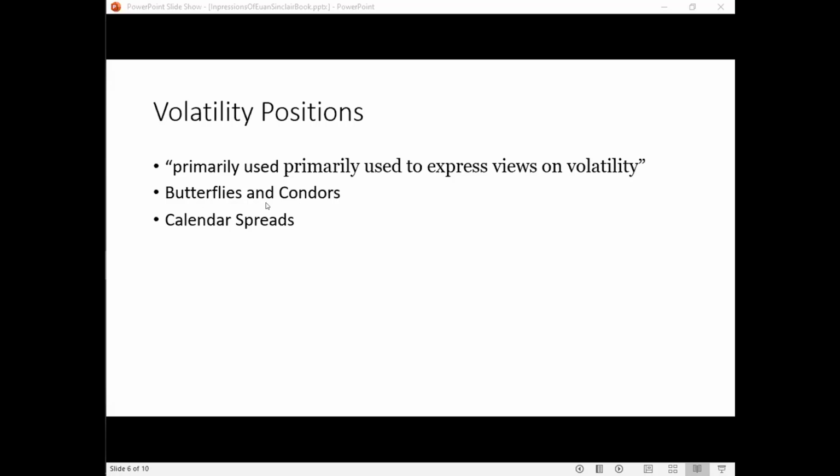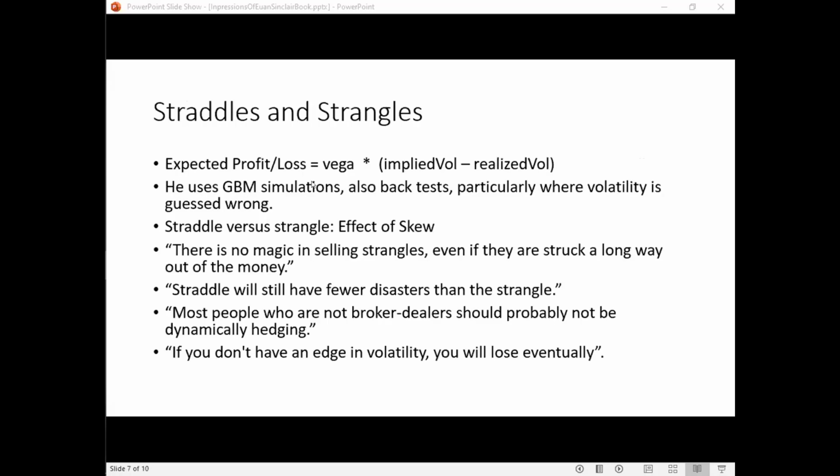Now for straddles and strangles, he has the formula that if you do not hedge, you just let the position run. And here we're only talking about the expectation, not the individual occurrence, not every time. This also harks right back to what Ron just mentioned. Your profit or loss on a position is going to be vega times the implied volatility minus the eventually realized volatility when you liquidate your positions. Would you agree with that, Ron?